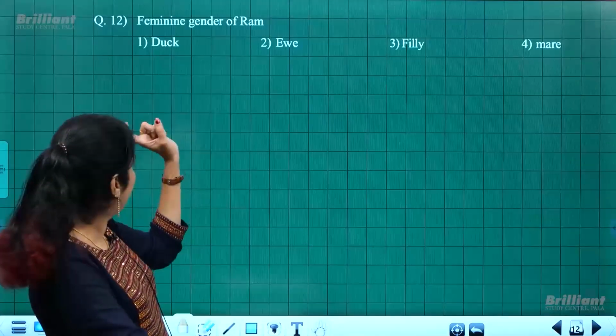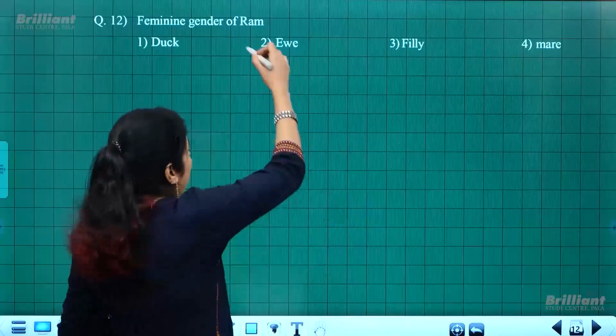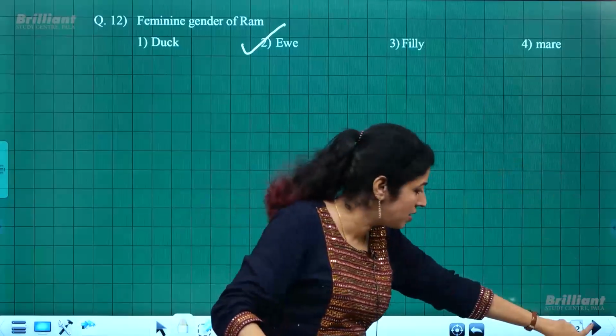Feminine gender of ram. Male goat. So it's ewe. This one. Not duck or filly or mare. Mare is used for horse.